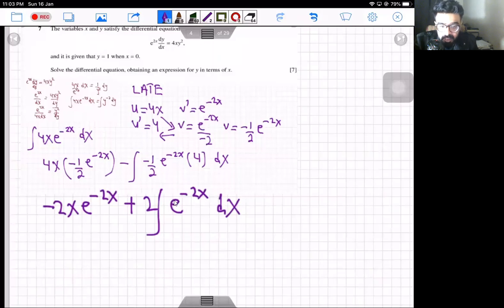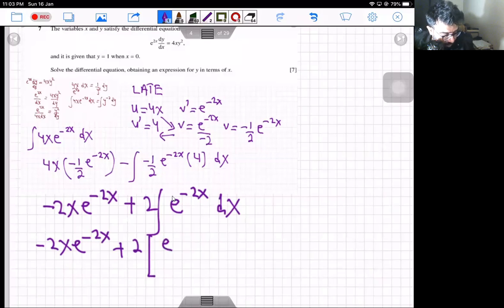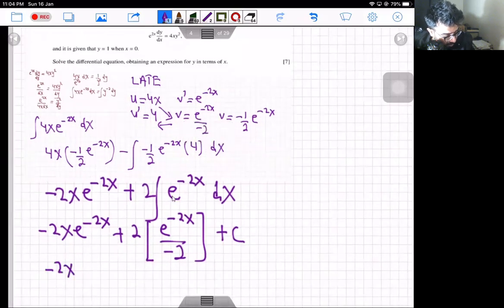Now we don't need integration by parts again over here. This is just the standard integration of the exponential function. So minus 2x multiplied by e raised to the power minus 2x plus 2 is a constant term, and when we integrate e raised to the power minus 2x with respect to x, we will get e raised to the power minus 2x divided by minus 2, and then plus c. So minus 2x multiplied by e raised to the power minus 2x, and then when 2 is divided by minus 2, it will give you minus 1. So minus e raised to the power minus 2x and then plus c.